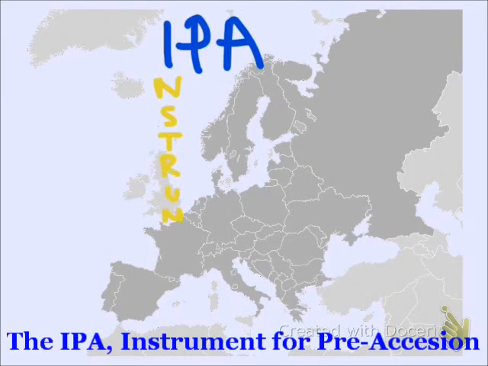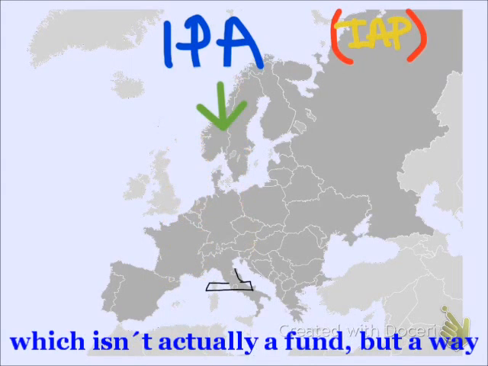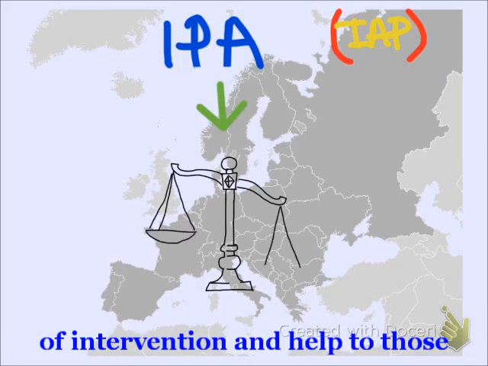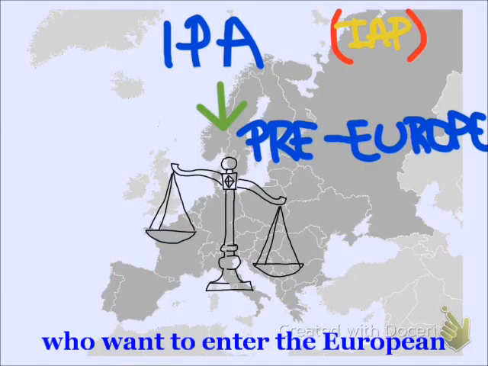The IPA, Instrument for Pre-Accession Assistance, in Spanish IAP, which isn't actually a fund, but a way of intervention and help to those countries in an unstable situation who want to enter the European Union.